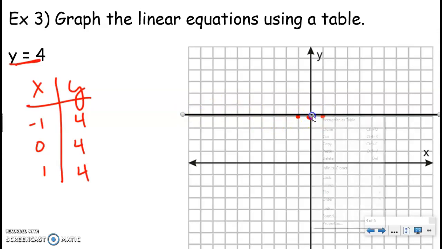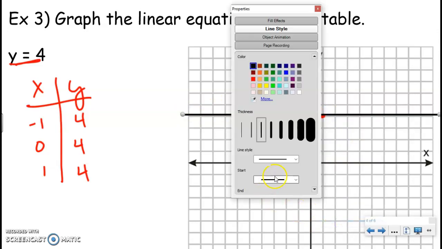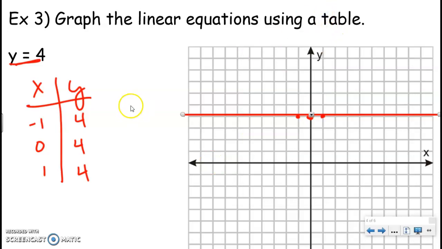Okay, and my line isn't quite where I wanted it to be, but it's close. Just changing that to an arrow. Make it red so it matches. And we're good. Okay, horizontal line. So if there's no x, it will not cross our x-axis.